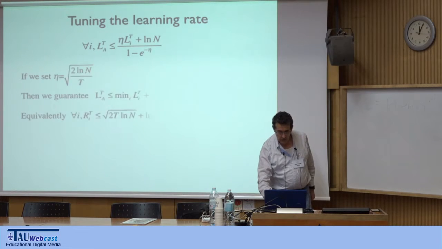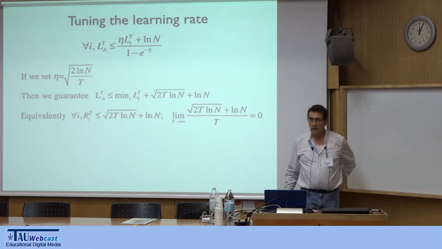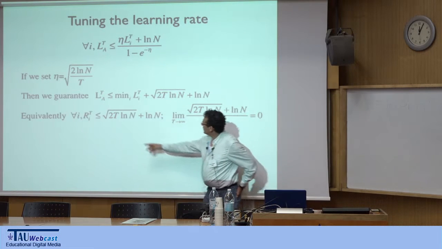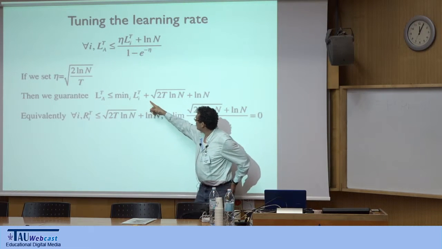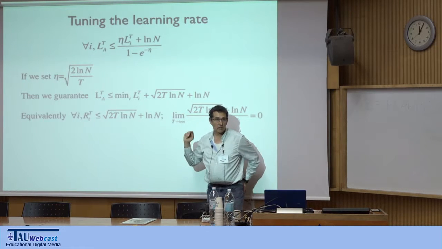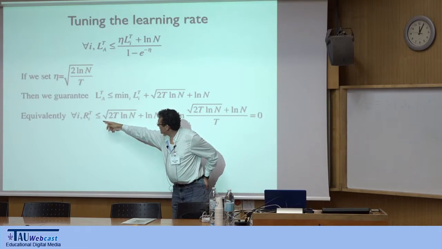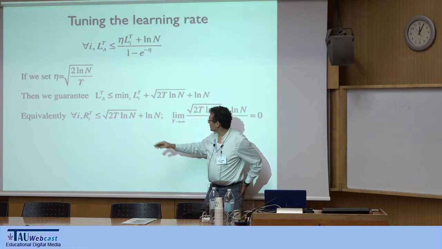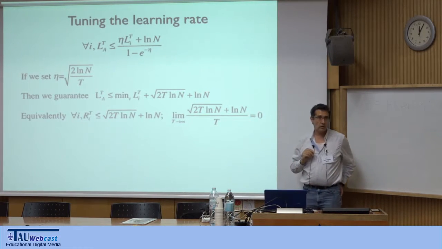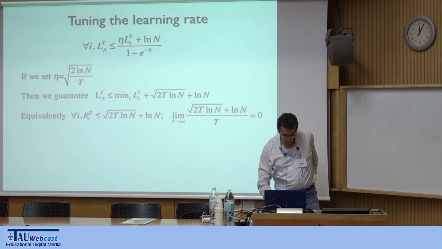Okay, so here's a particular tuning. If we set the learning rate to be the square root of 2 ln n over T, then we're guaranteed that the loss of the algorithm is the minimum loss of the experts plus square root of 2T ln n plus ln n. Okay? If we choose things like that. And so now if we divide by T, we get that the regret is just these two terms. Okay? And so the regret per iteration goes to zero like 1 over the square root of T. Okay, so basically we found that.